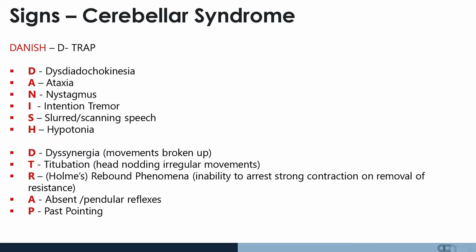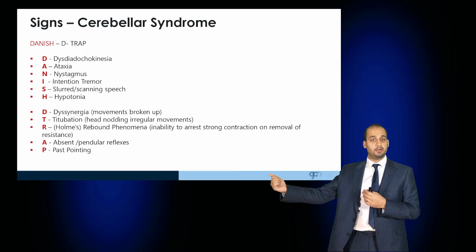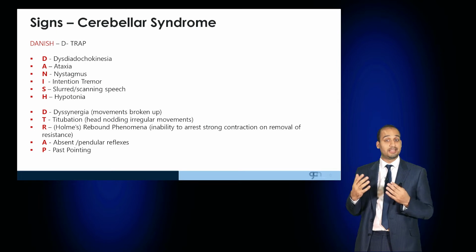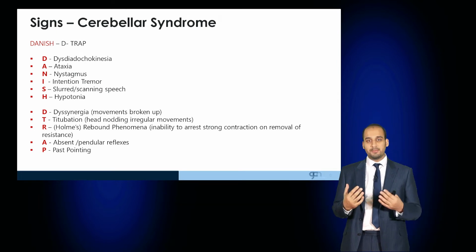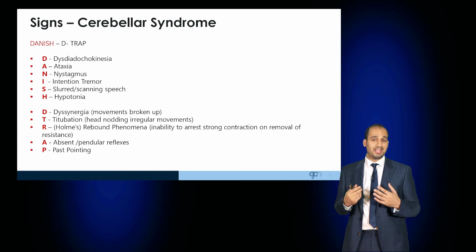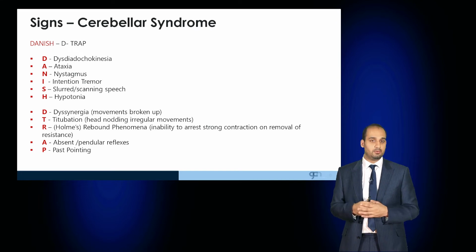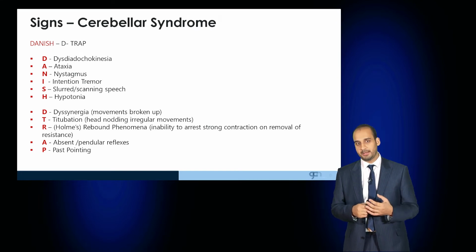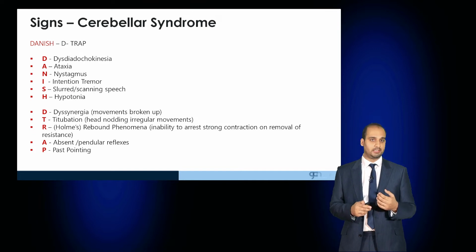Patients may also have additional signs such as dyssynergia, where simple movements are broken up, titubation, which is head nodding and irregular movements, rebound phenomena, where the patient is unable to resist strong contraction on removal of resistance, absent or pendular reflexes, and pass pointing.